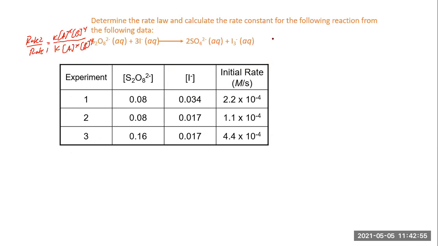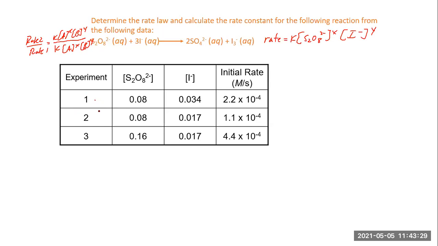So if we write just the generic rate law here without the orders figured out yet, it would be k times the concentration of our reactants, S2O8 2- to the x and I- to the y. What we're looking for, as we talked about last time, is not necessarily the first and second entries, but two entries in the table where one concentration remains constant and the other one varies. Again, that's going to allow you to have only one unknown.